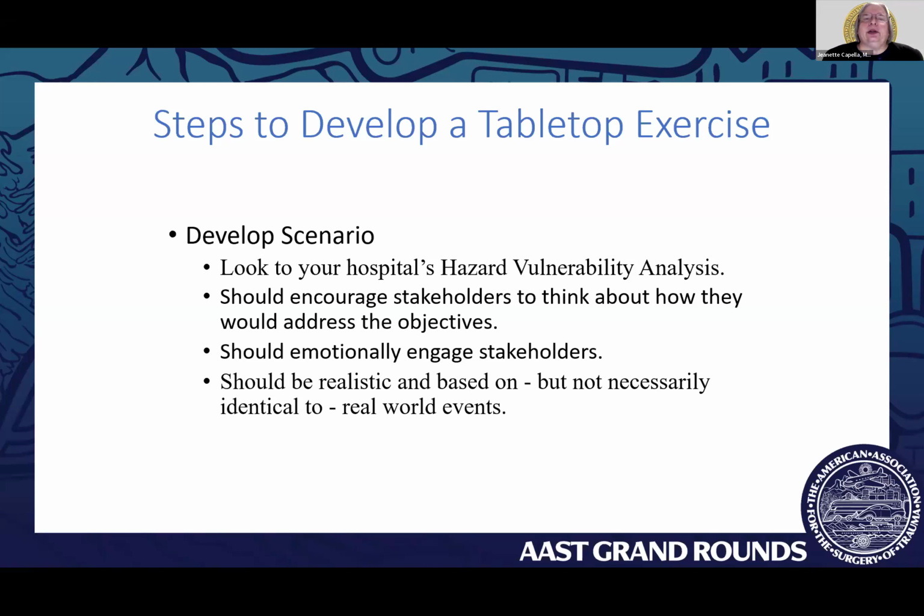This will help your stakeholders be engaged and think about how they're going to address the objectives. The more emotionally engaged they are, the more productive this will be. And it should be realistic and at least based on, but not necessarily identical to, real events.